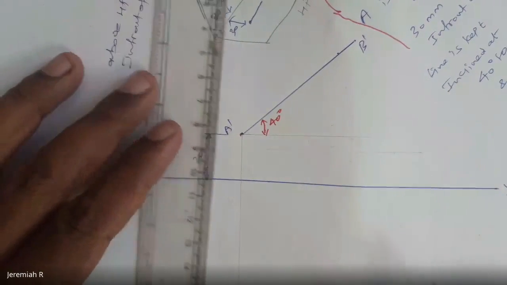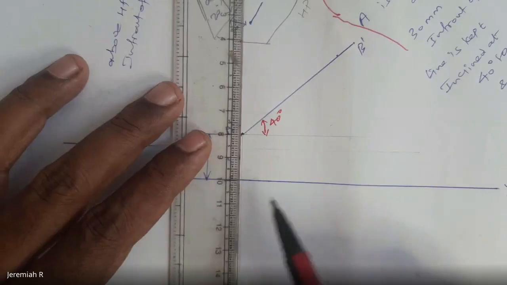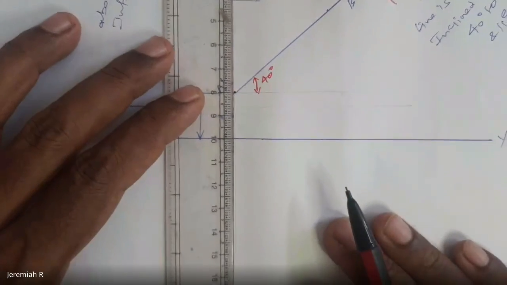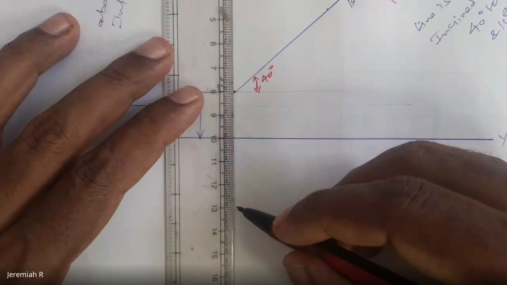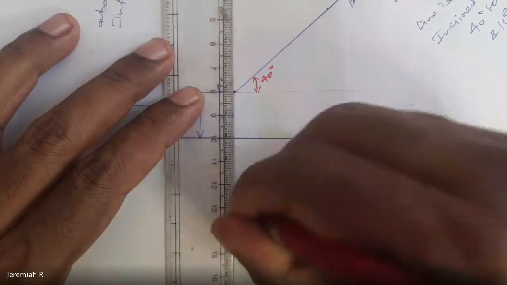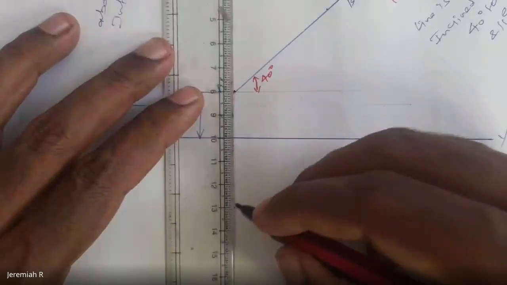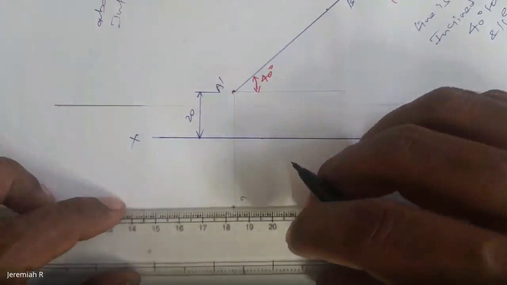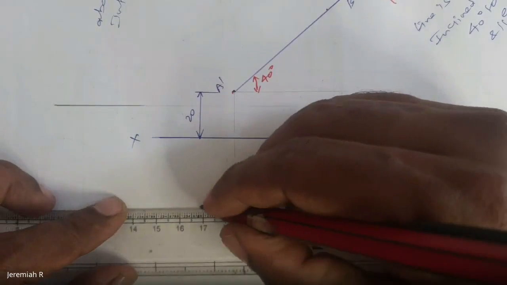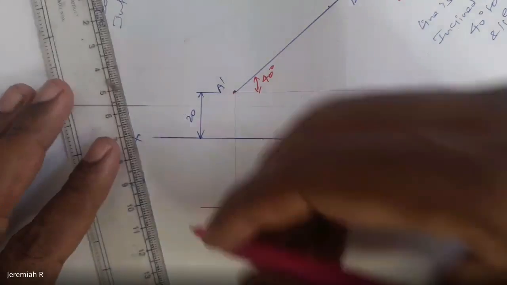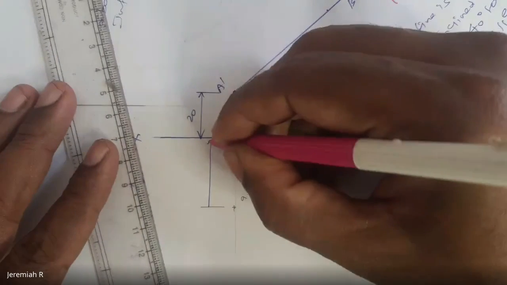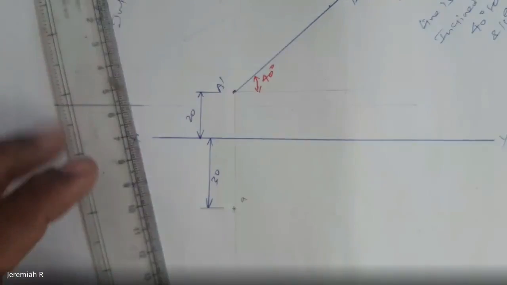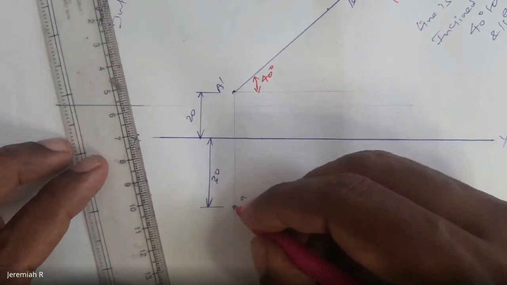So from the XY line, with the value of 30, locate a point here. This is point number A. So the gap is 30 mm. You have to use only pencil, and the line should be straight. You got 30. This is point number A.